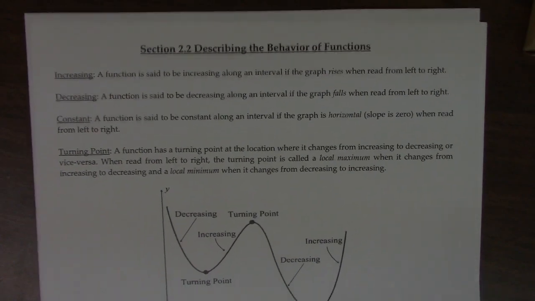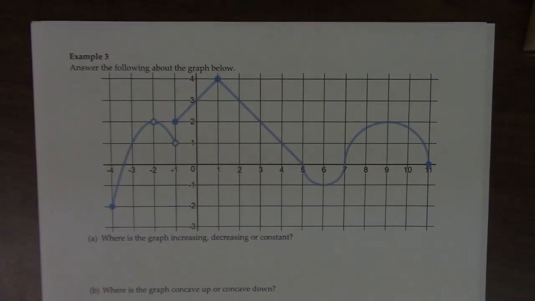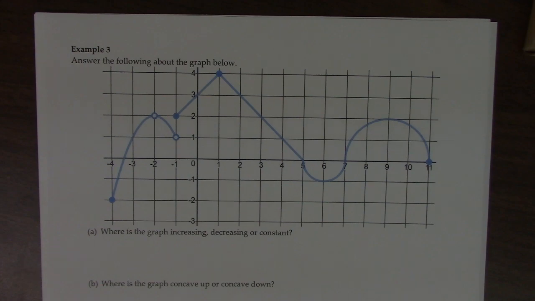So let's look at an example. So we have the following graph, and we want to answer these questions. And the first thing I want to know is, where is the graph increasing, decreasing, or constant? So if we just want to know about increasing and decreasing, we can do these sort of together.